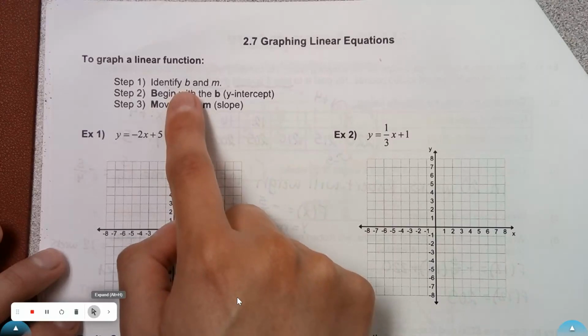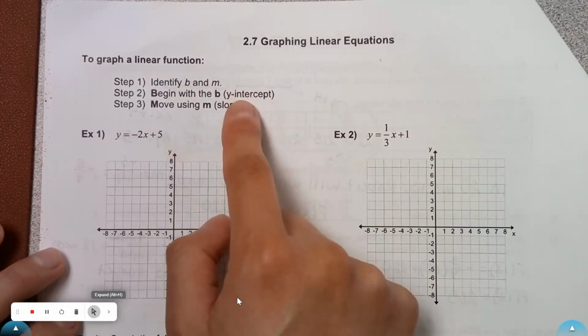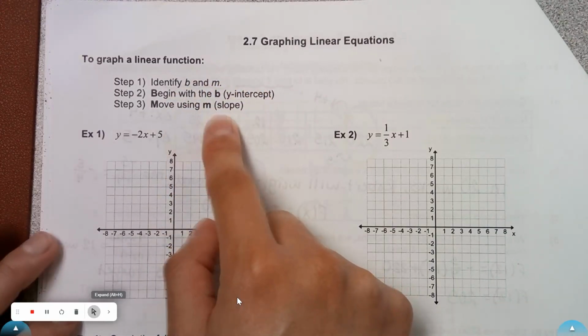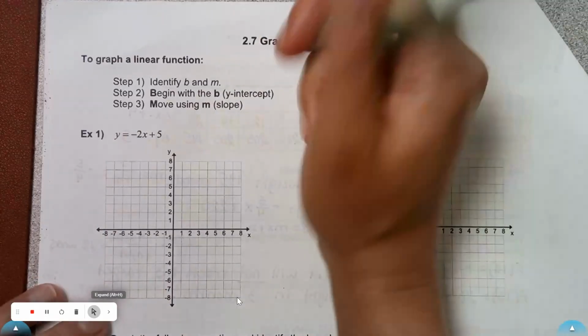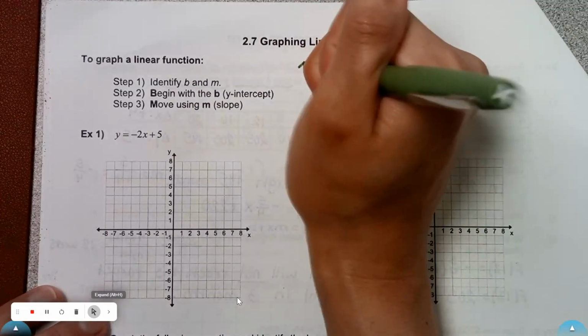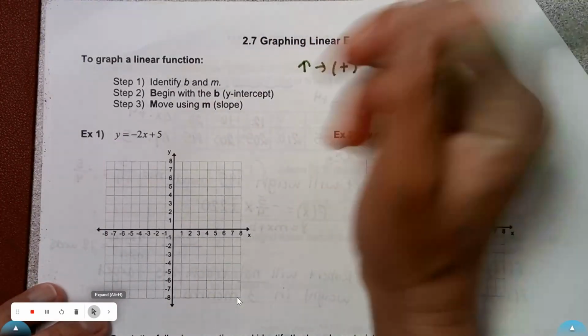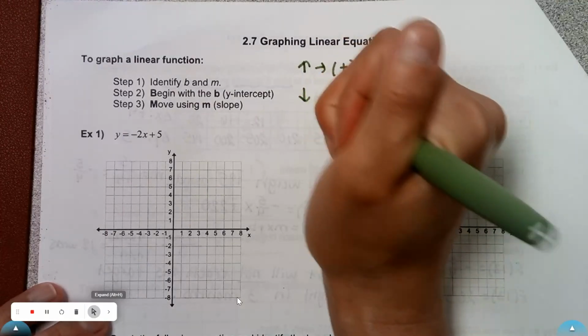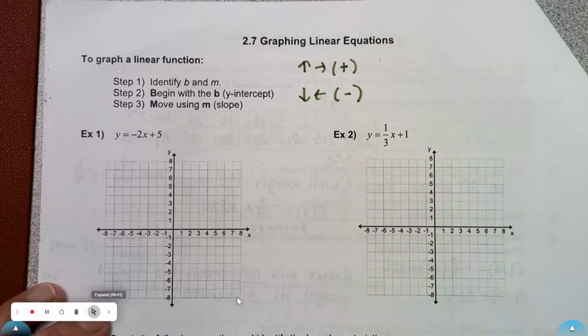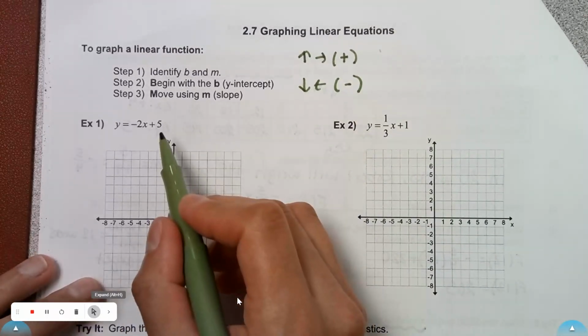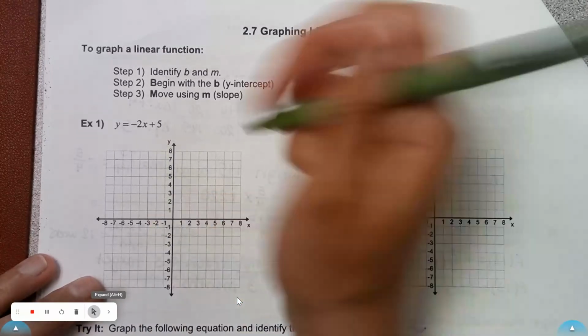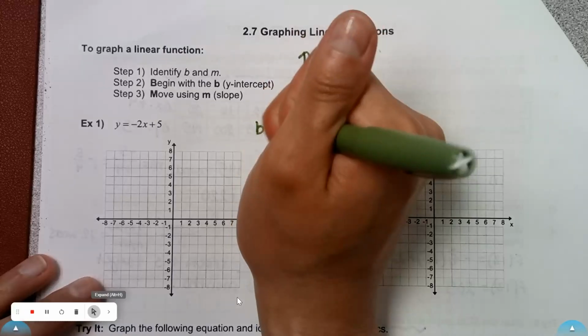You've got to identify your B and your M, and then you'll plot your B, and then you'll move with your M. Some reminders before we get started: if we go up or to the right, it's positive. And if I go down or to the left, that's negative. And so I want to identify my B first. My B here is 5, so I'm going to write B equals 5.